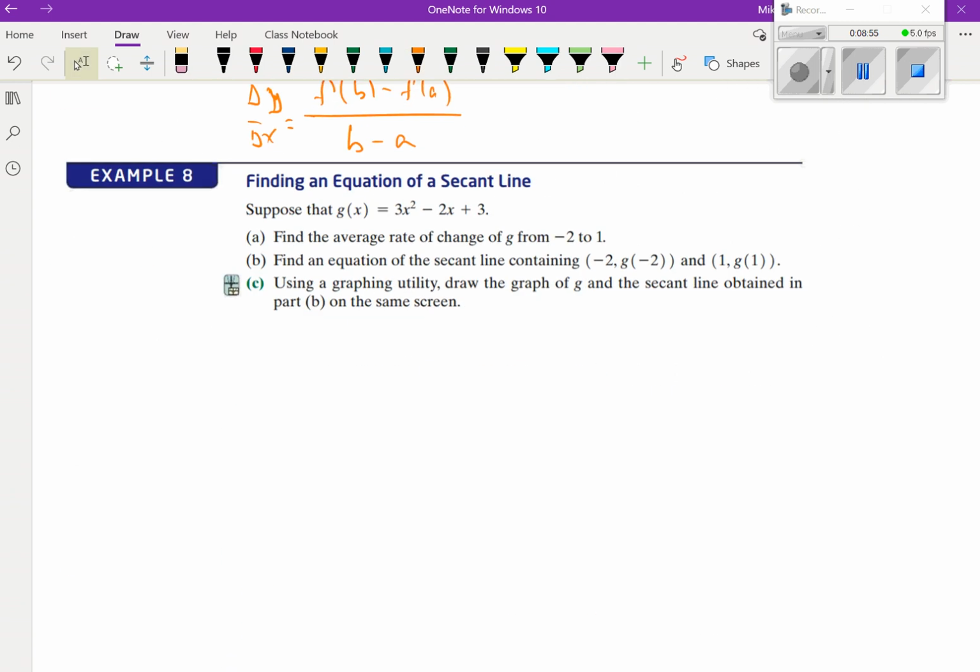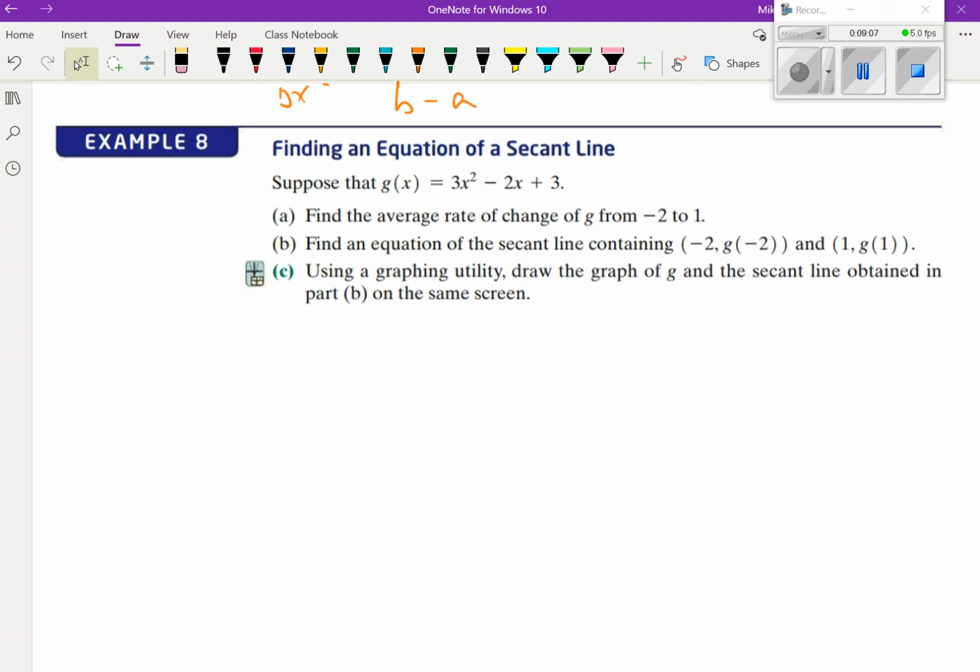Last example, example number 8, finding an equation of a secant line. And then we're going to do that with point slope form here, but let's take a look at what else we can come up with in this specific example. Suppose that g of x is 3x squared minus 2x plus 3. Whoops, I was going to highlight that. Get my highlighter, there we go. So there's the item I'm looking at. Let's find the average rate of change of g from -2 to 1. Okay, so on letter A, we want the average rate of change, so that's the slope.